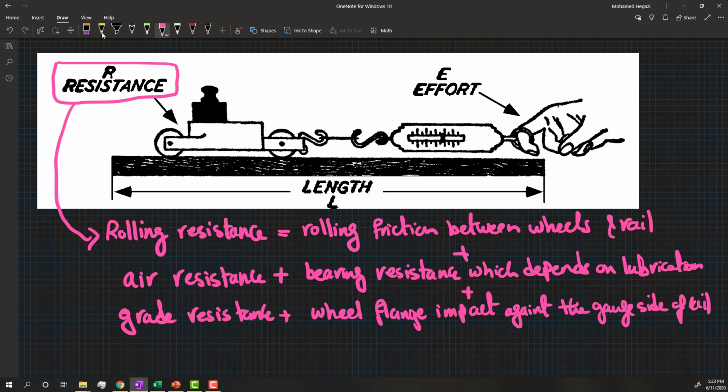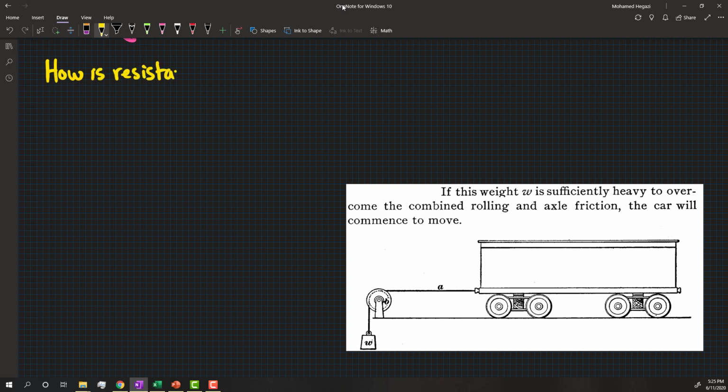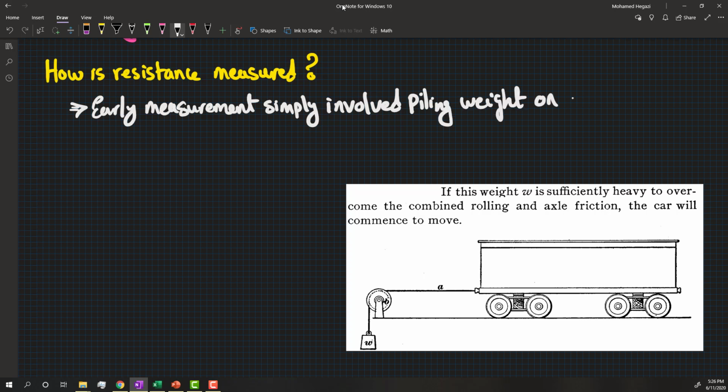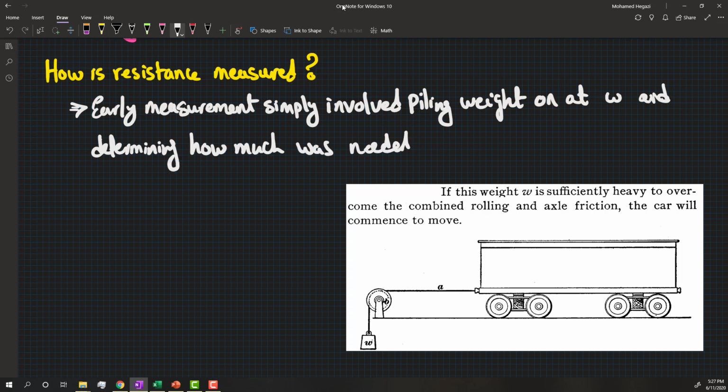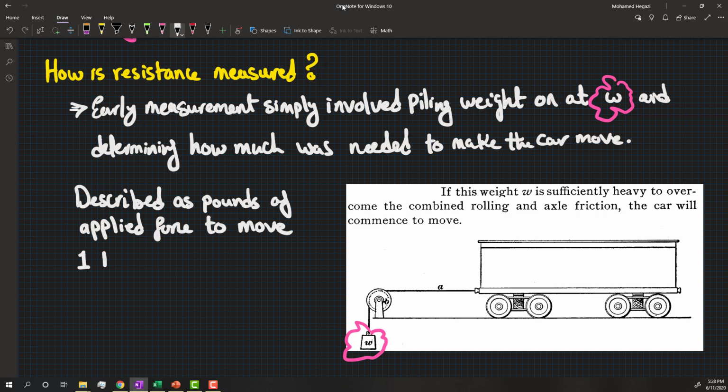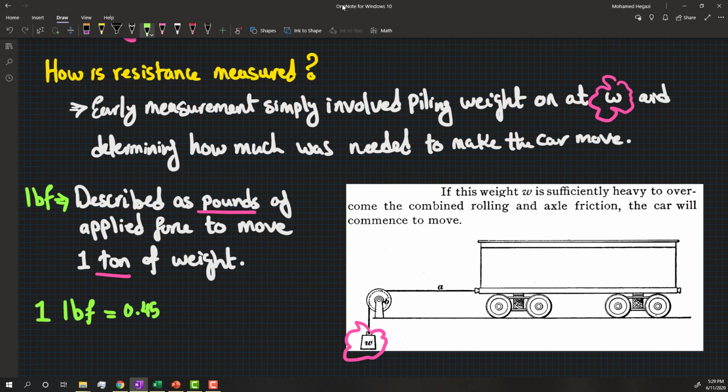So we just discussed what types of resistances exist. But the question is, how do you measure these resistances? Early measurements simply involved piling weight on at W, as you see in the picture, point W, and determining how much was needed to make the car move. That was the most basic, earliest method of finding out the resistance of a certain rail car. And the result of that experiment was described as pounds of applied force to move a ton of weight. And that was known as pound force, LBF. And for conversions, 1 pound force is 0.45 kilograms, which is pounds converted to kilograms, multiplied by the gravitational acceleration, 9.81 meters per second squared.